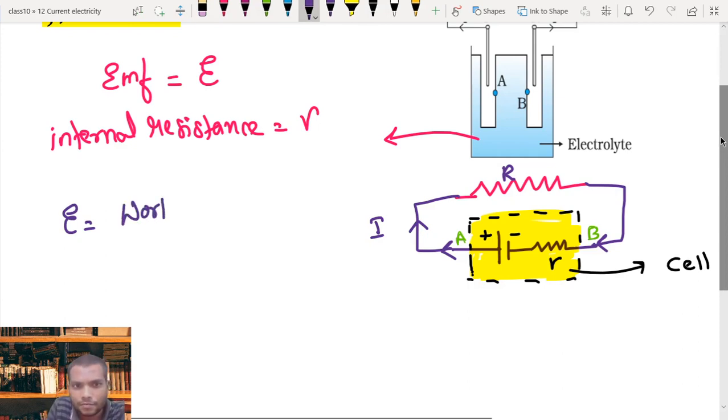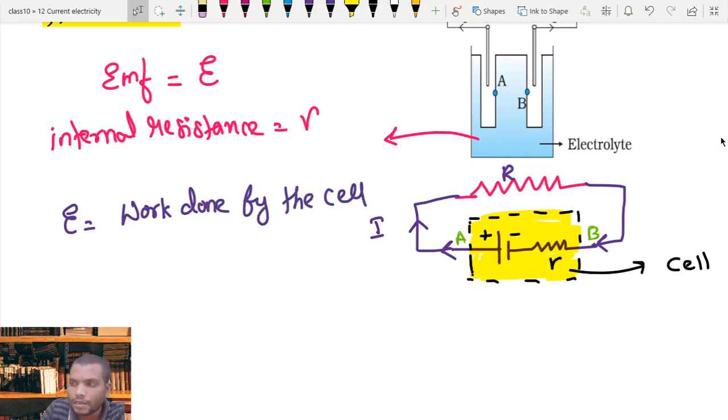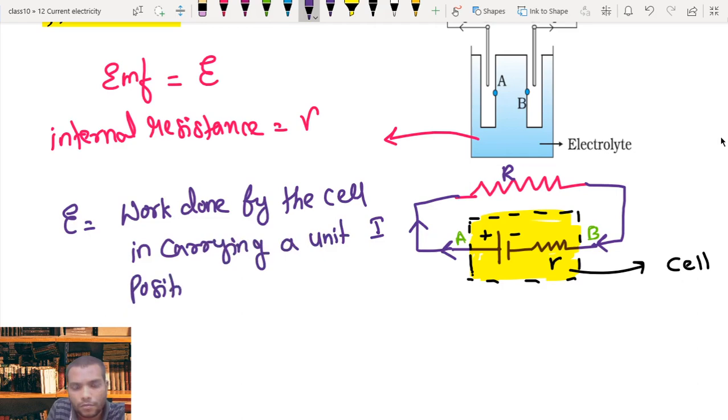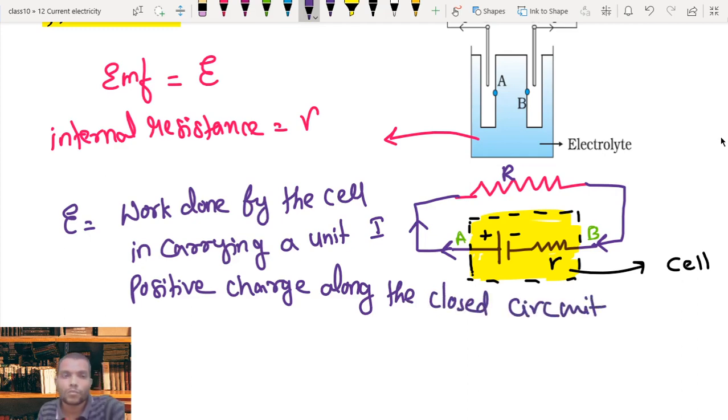Work done by the cell in carrying a unit positive charge along the closed circuit. So this is the definition of the EMF that we defined. Work done by the cell in carrying a unit positive charge. This I belongs to the circuit, so I can represent that here. Work done by the cell in carrying a unit positive charge along the closed circuit.